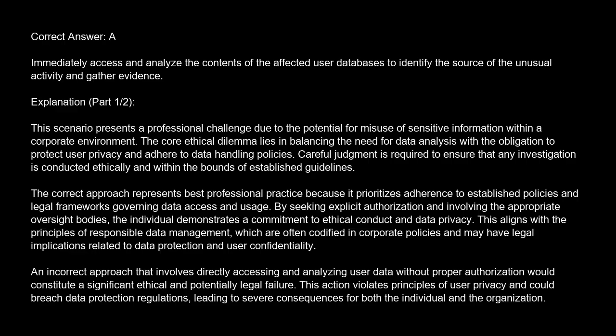The correct approach represents best professional practice because it prioritizes adherence to established policies and legal frameworks governing data access and usage. By seeking explicit authorization and involving the appropriate oversight bodies, the individual demonstrates a commitment to ethical conduct and data privacy. This aligns with the principles of responsible data management, which are often codified in corporate policies and may have legal implications related to data protection and user confidentiality.